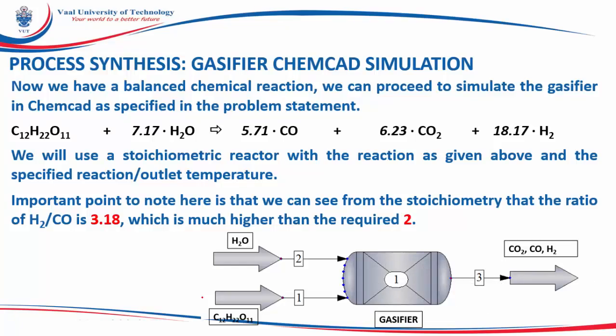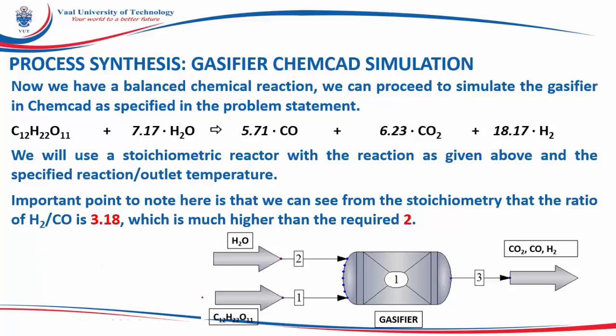Now that we have a balanced chemical reaction, we can proceed to simulate the gasifier in Chemcad as specified in the problem statement. We will use a stoichiometric reactor with the reaction as given here, and also use the specified reaction temperature. It is important to note here that we can see from the stoichiometry that the ratio of H2 to CO is 3.8, which is much higher than the required ratio of 2.